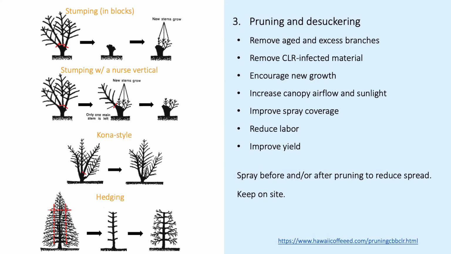For coffee leaf rust management, consider removing the lowest laterals to increase airflow and sunlight to the ground and to help with spray coverage, weed control, and fertilizing around the base of the tree. Depending on your spray frequency and how long it takes you to prune, try to either spray right before or right after pruning to reduce the spread of CLR spores. Keep infected materials on site and mulch, chip, pile, tarp, and keep covered for at least 6 weeks.